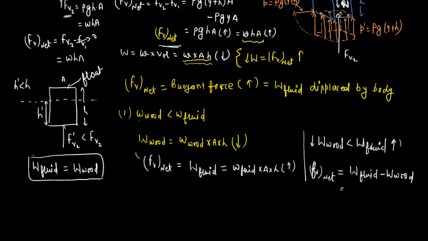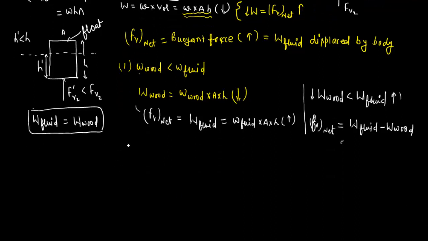Now let's consider the second case. If in place of the wooden block there is a steel block of the same volume, we can easily say that W of steel is greater than W of fluid. When it is completely submerged and we are considering a block of steel in place of the wooden block, the specific weight of the steel will be greater than the specific weight of the fluid. So in that case the weight of the steel block will be greater than the weight of fluid displaced.